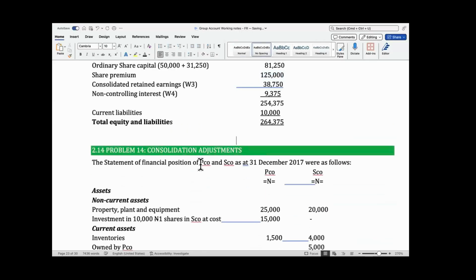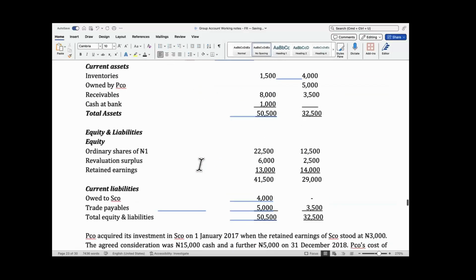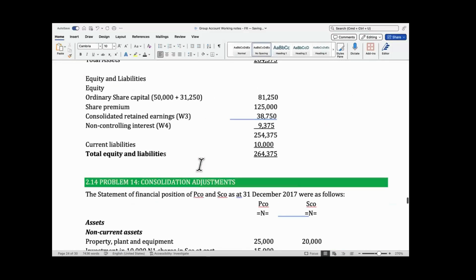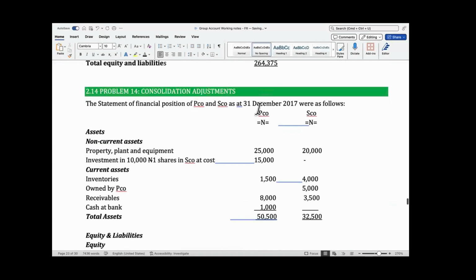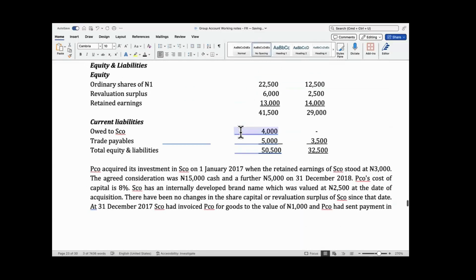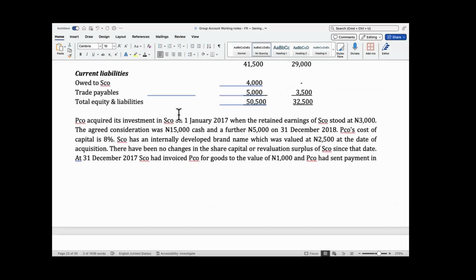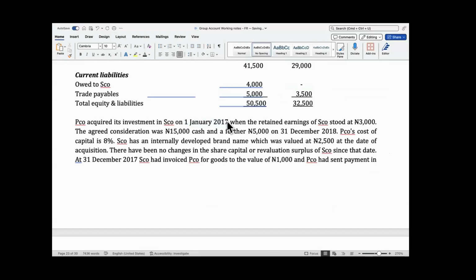Okay, now let's solve another question. Now, for this other one, they give us a statement of financial position of PICO and ESCO as at this date. Yeah, a lot of items. And I was told that PICO acquired ESCO on 1st January 2017 when the retained earnings stood at 3,000. The agreed consideration is 15,000 and a further 5,000 on 31st December 2018. PICO's cost of capital is 8%.